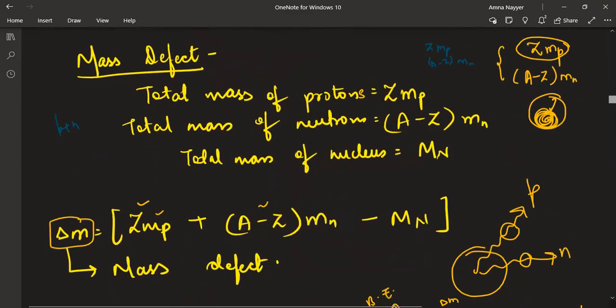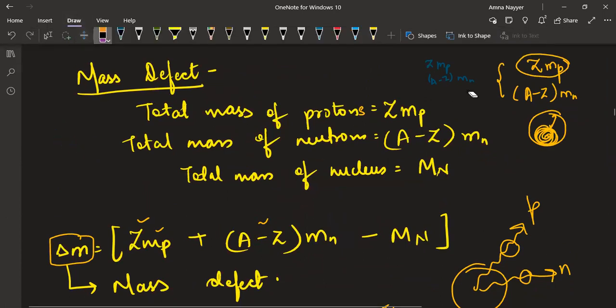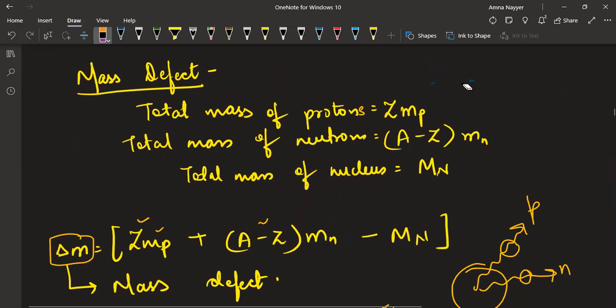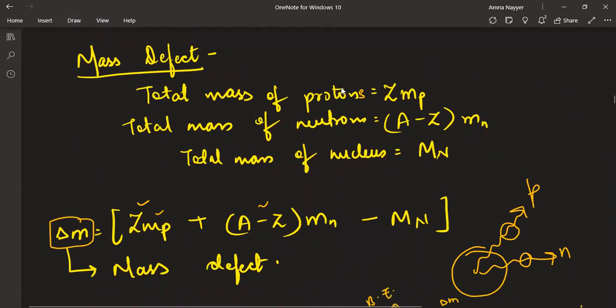These four questions, we did it. Now, yes, mass defect. Mass defect is easy to remember. It's just a few terms you have to remember here. Mass of proton is MP. Z number of protons exist, so total mass of protons becomes ZMP. One protonic mass is MP, two protonic mass will be 2MP, three protonic mass will be 3MP, Z protonic mass will be ZMP. So this is the total mass of protons.